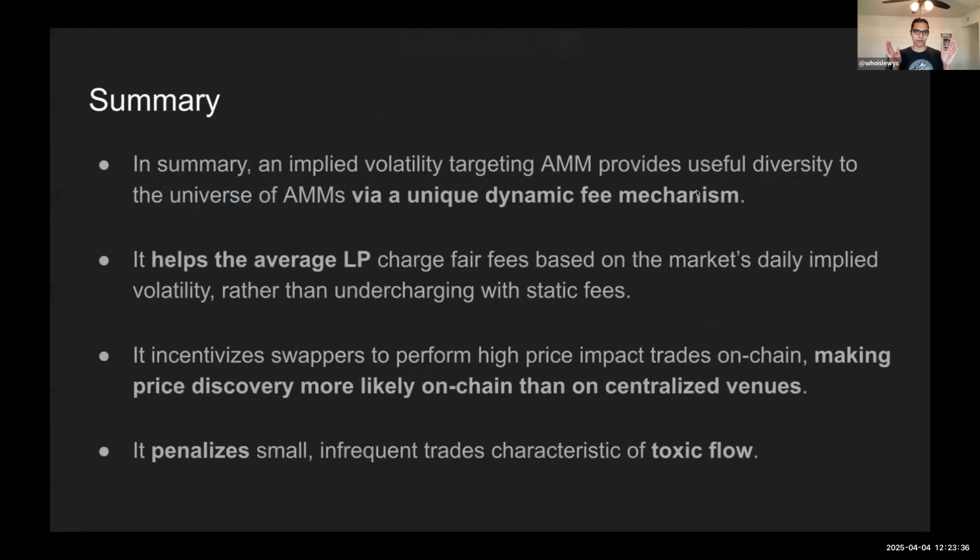So in summary, the IV targeting AMM helps provide a lot of diversity into the fee space with its unique fee mechanism. It also helps the average LP charge fair fees based on the market's IV, and incentivizes price discovery on-chain rather than on centralized venues, and penalizes small infrequent trades, which are characteristic of toxic flow.